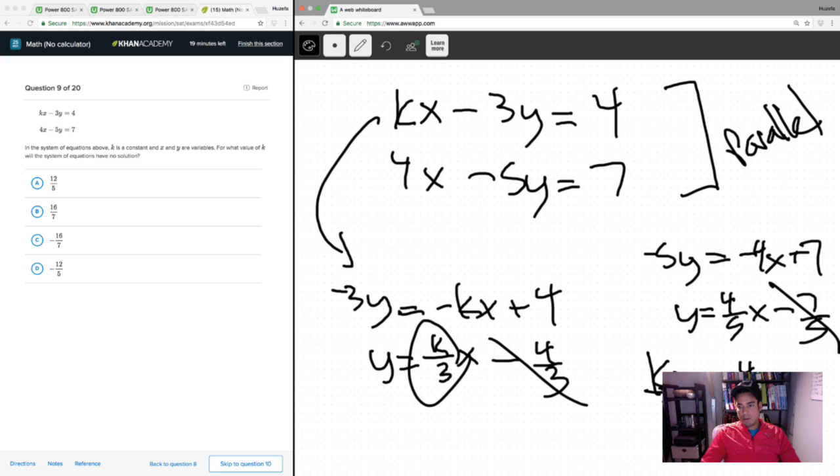Well, let's cross multiply. We got 12 equals 5k. Divide both sides by 5. k equals 12/5, 12 over 5.